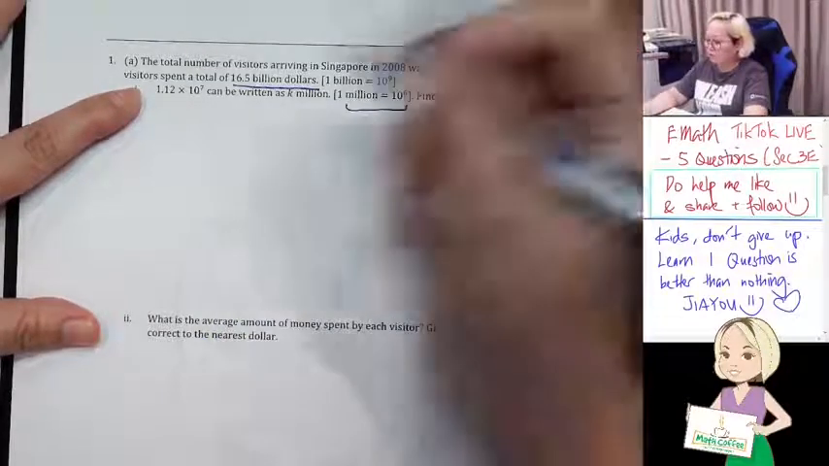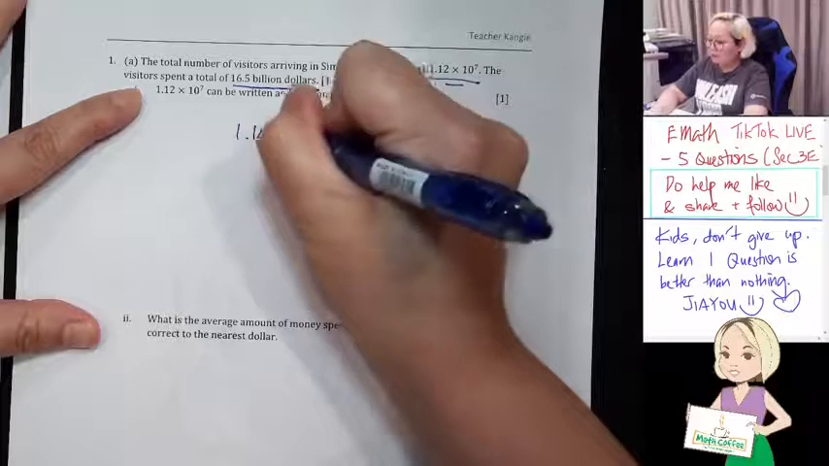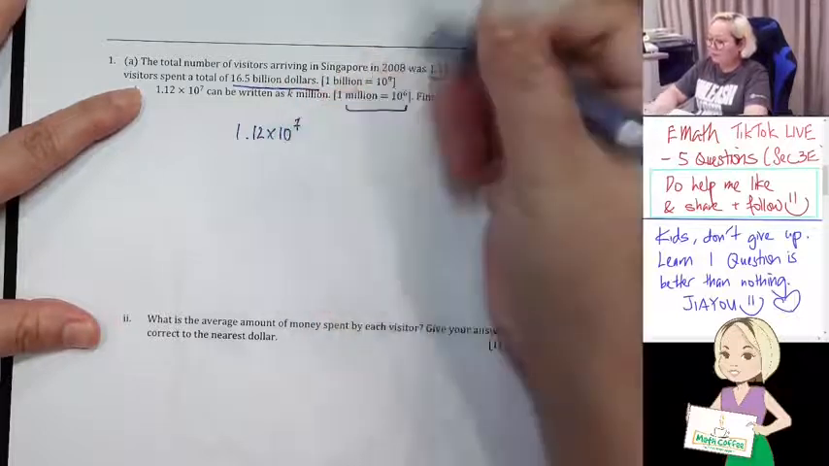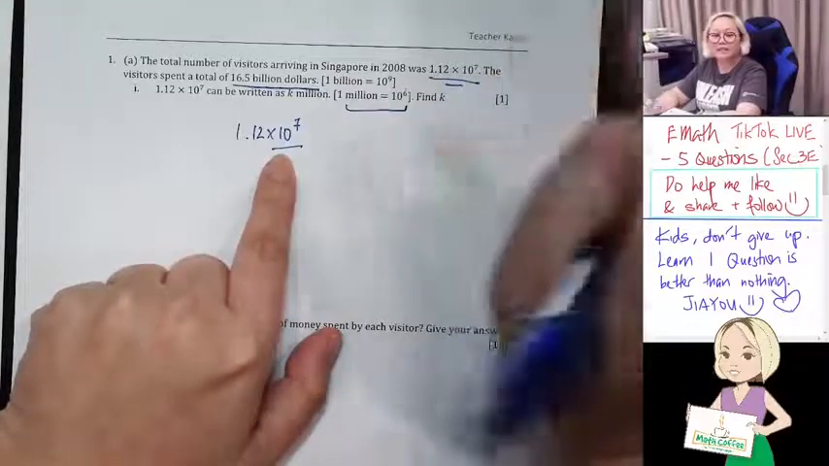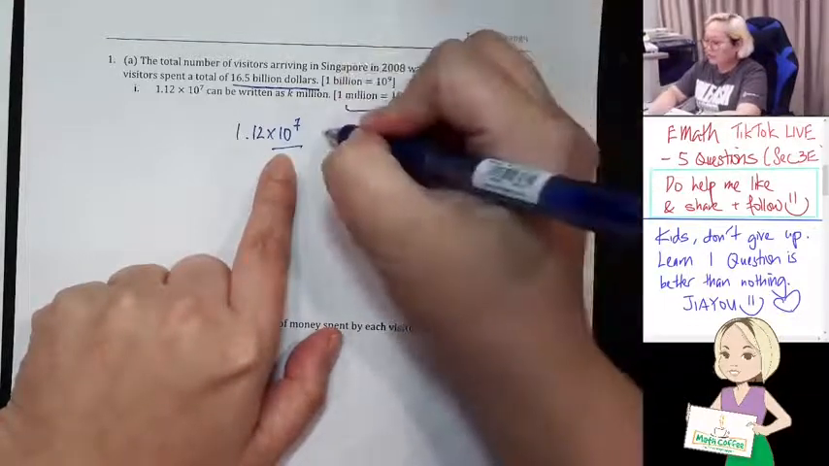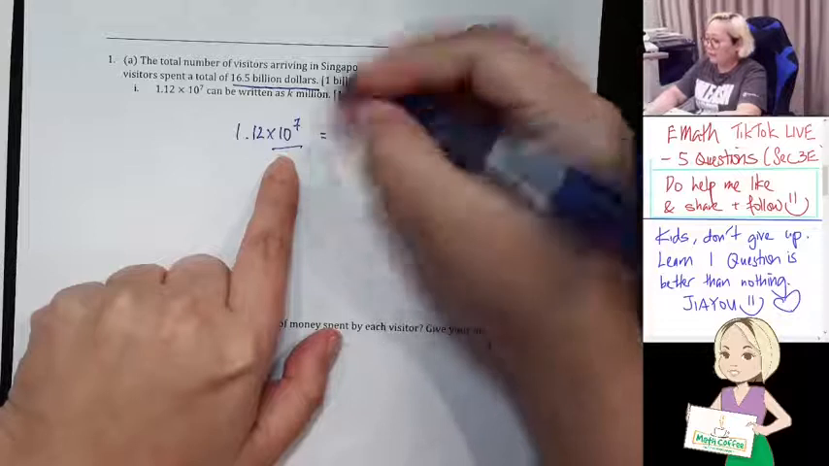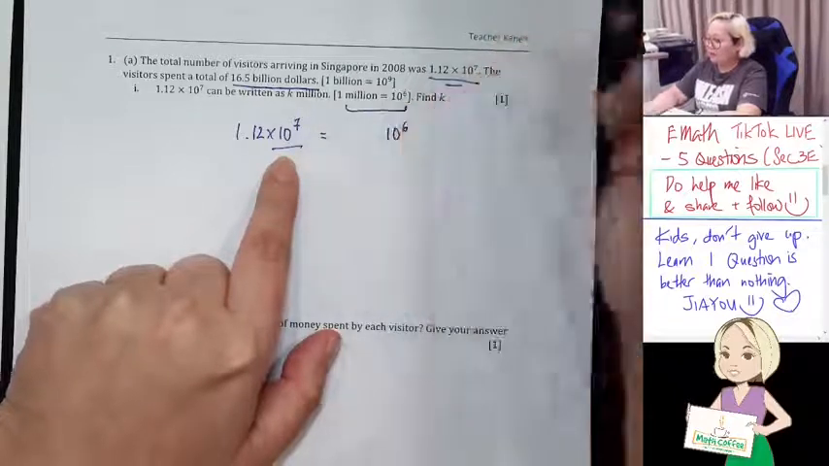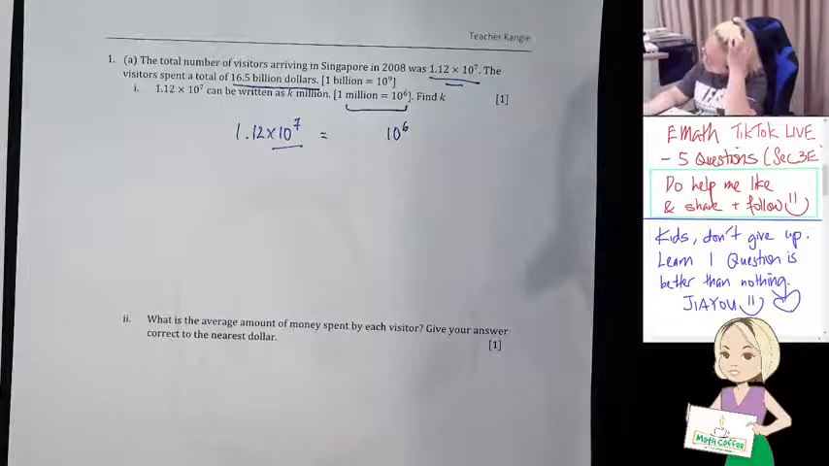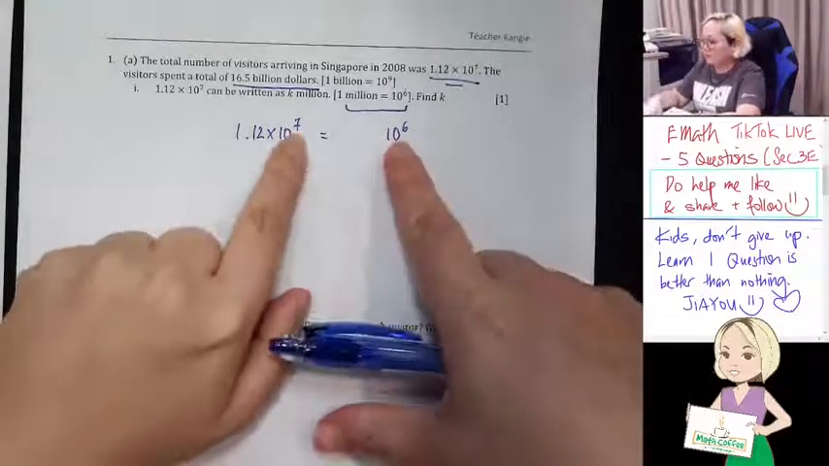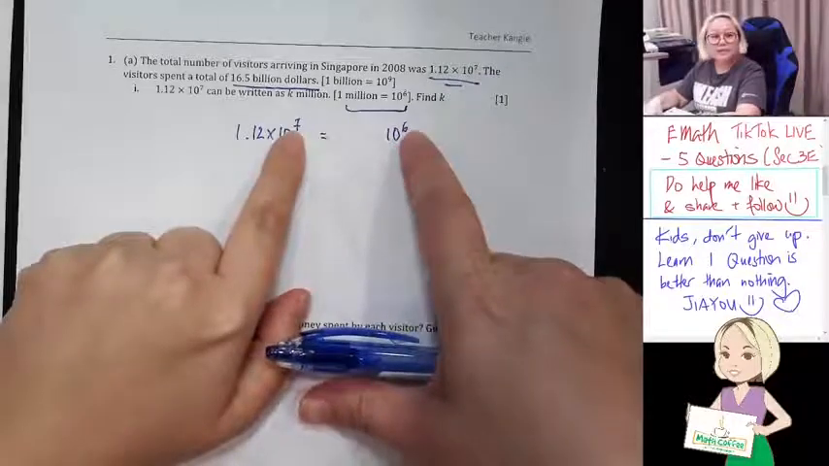So what you need to do is take 1.12 multiplied by 10 to the power of 7. I need to change this to 10 to the power of 6. Then I can replace the 10 to the power of 6 with million. So this is how I do it. Now you ask yourself, this is standard form, not indices. Since the 7 becomes 6, this is how I remember.